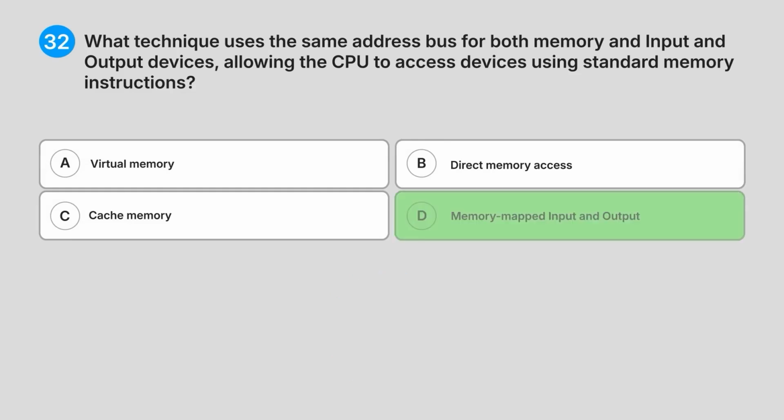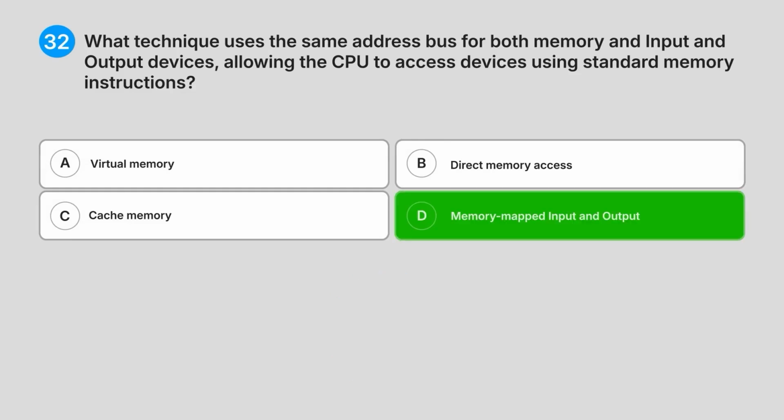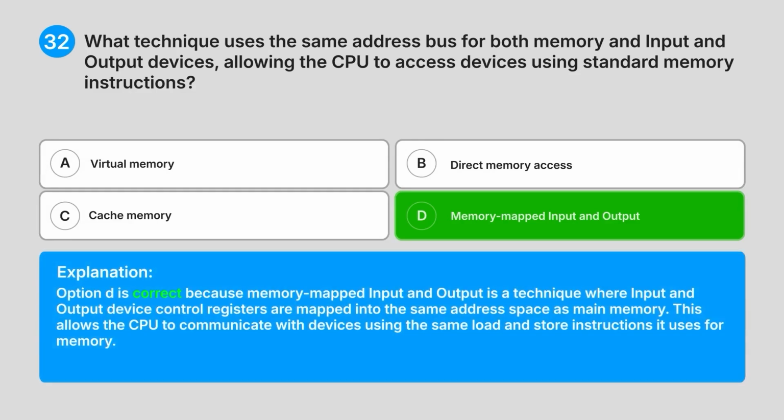Correct answer, D. Memory mapped input and output. Explanation: option D is correct because memory mapped input and output is a technique where input and output device control registers are mapped into the same address space as main memory. This allows the CPU to communicate with devices using the same load and store instructions it uses for memory.